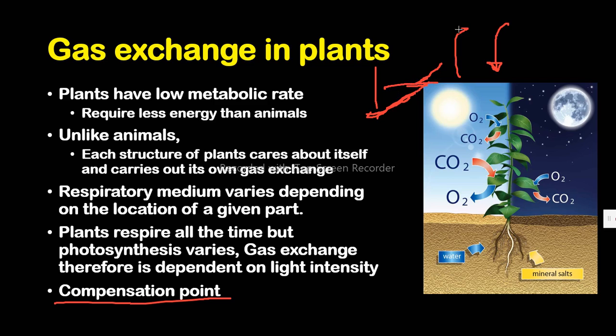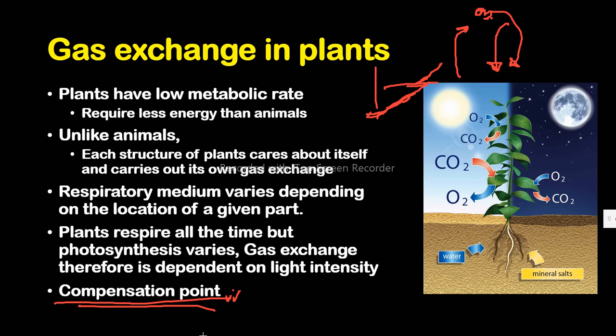the carbon dioxide that is produced in respiration is enough for photosynthesis, and the oxygen that is produced in photosynthesis is enough for respiration, and as a result there won't be any net movement of these respiratory gases in and out of a plant's body. So that point is known as a compensation point. Okay? You are compensating. In simple terms, compensation.